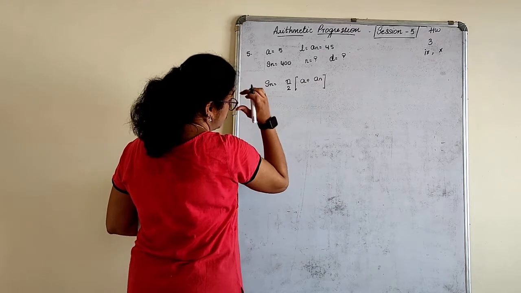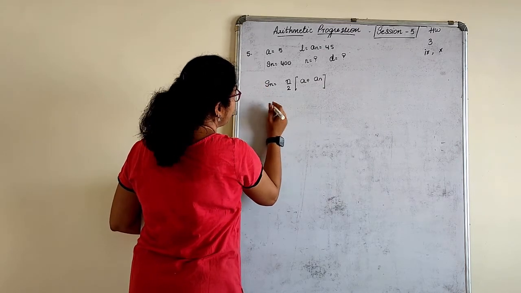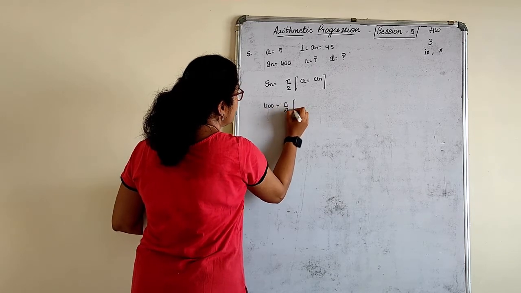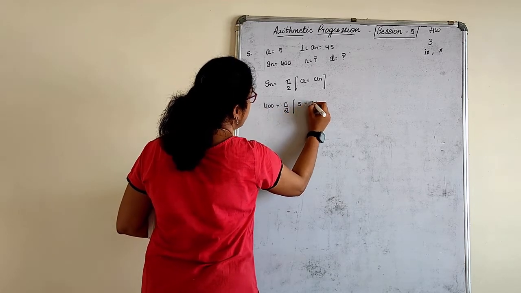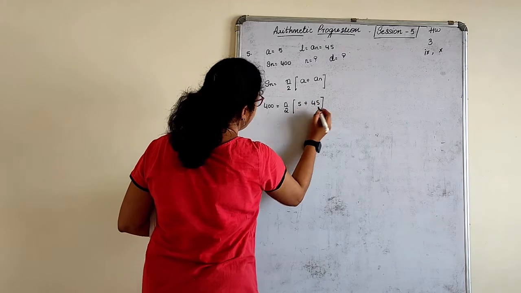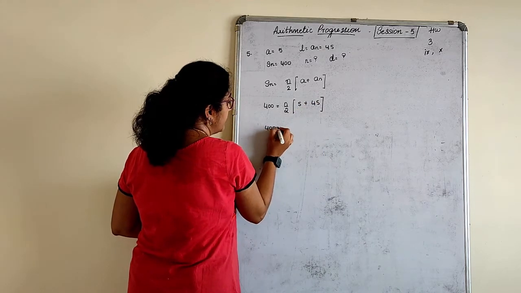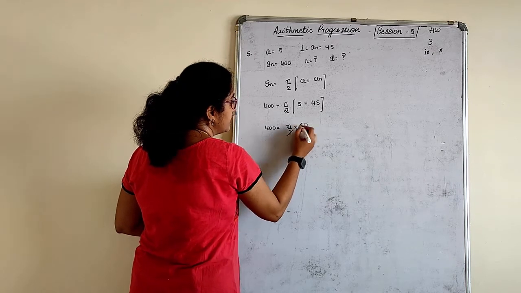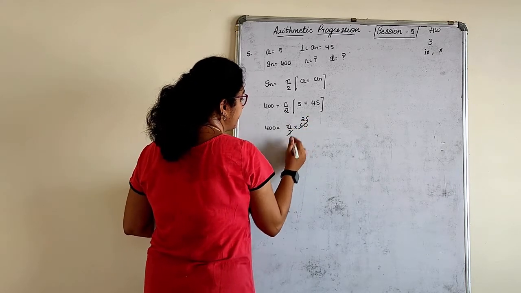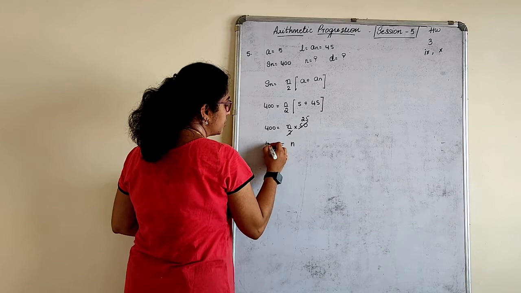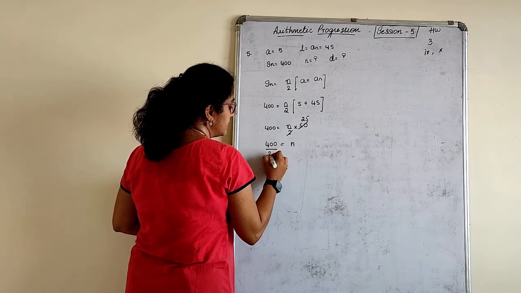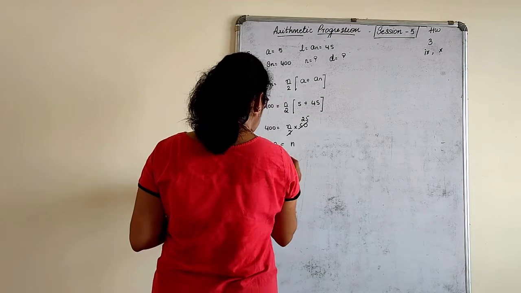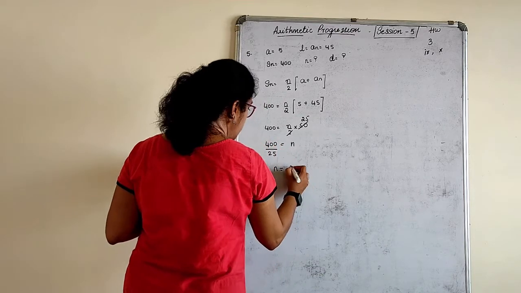So what will we get here? n we have to find. Sn is given as 400, a is 5 and an is 45. 400 is equal to n by 2 into 50. So 2 25s are 50, n is equal to 400 by 25, what you get here is n is equal to 16.